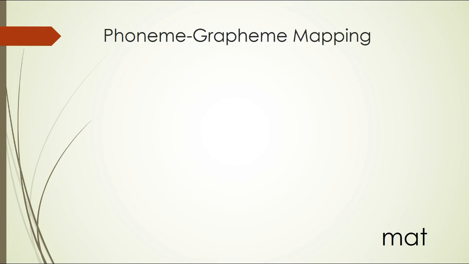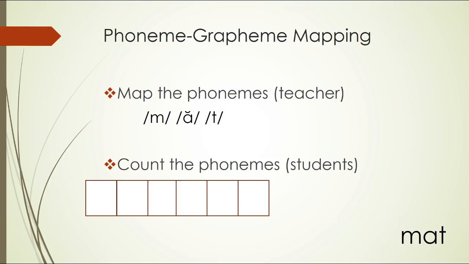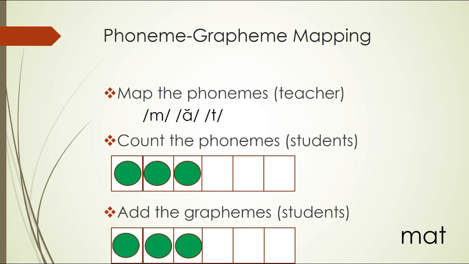All right, so let's take the word mat. The teacher would map the phonemes in phoneme-grapheme mapping. M, a, t. Then we'd want to count the phonemes, and then, if needed, help the student. M, a, t, mat. And then we would want them to add the graphemes, so take away our chips and be able to write our letters.